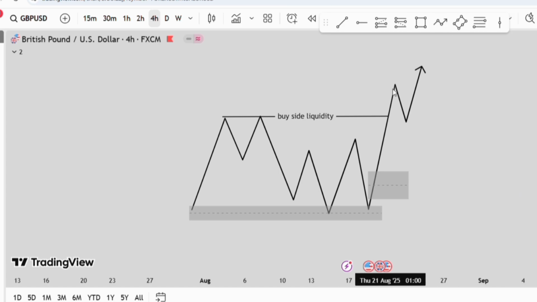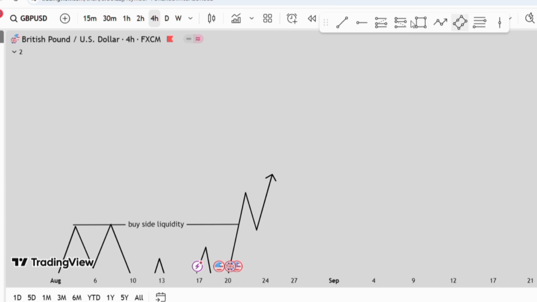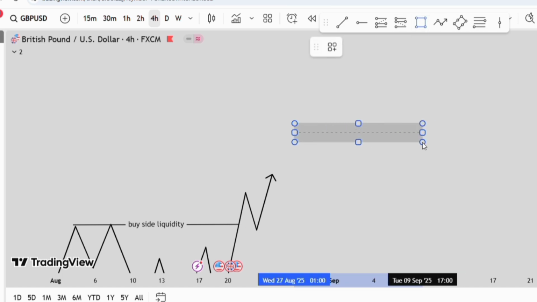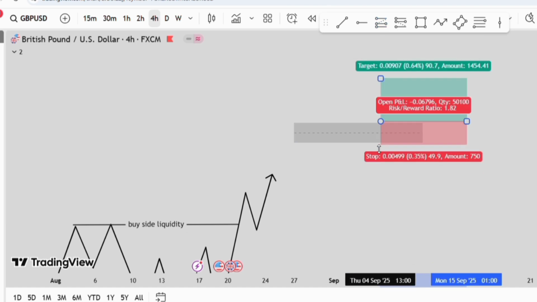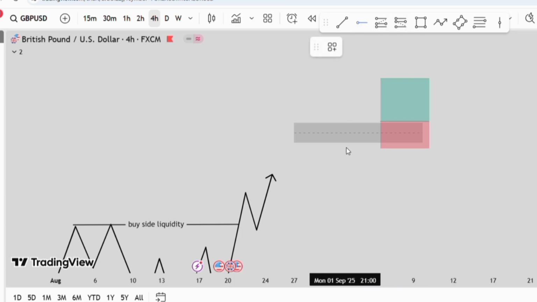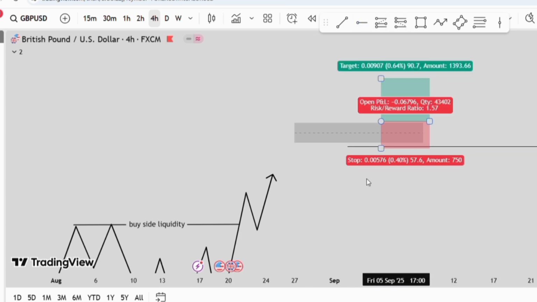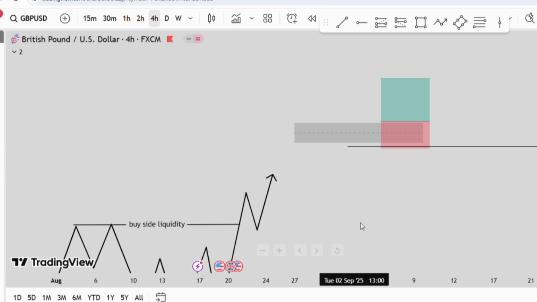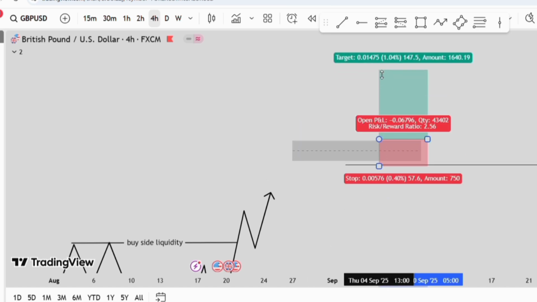Now, for example, if this is a demand area and you are buying from this particular area, and here is your stop loss, then don't be surprised that below here is where the liquidity resides. Now imagine thousands, or let me say millions, of people buying a particular pair from one particular area. Probably their stop loss will be around this particular area.